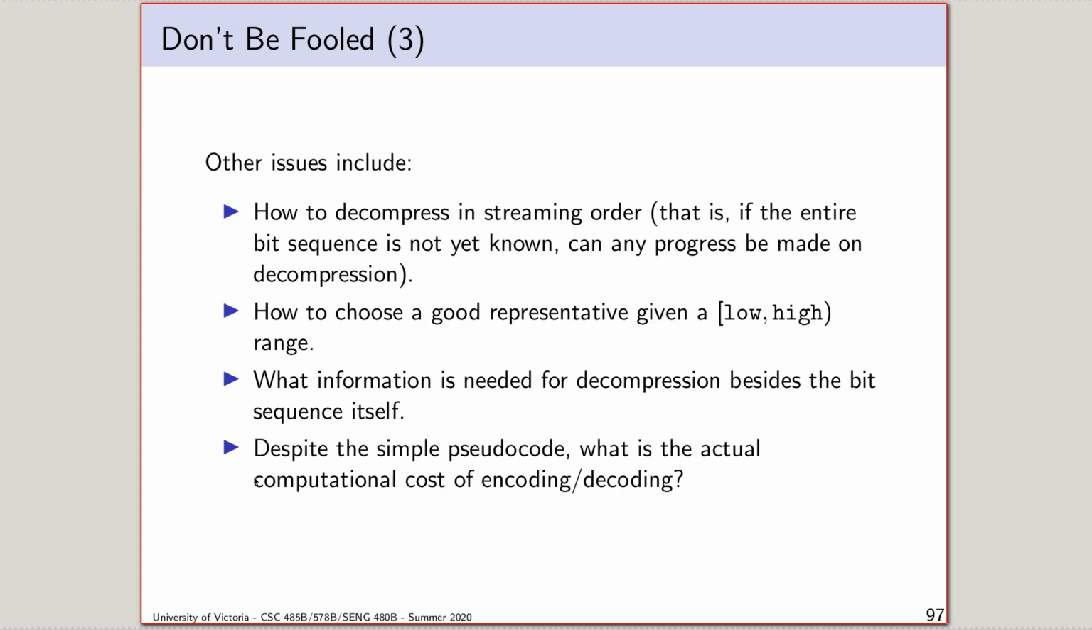First, how do I actually decompress this in streaming order? So if you don't send me the entire number, you just send me a sequence of digits, how do I get each symbol? How do I pull each symbol out without actually having to see all of the bits that you've sent me yet? And then how do I choose a good representative? This is actually going to be really easy when we get to it, but we haven't gotten to it yet. How do we choose a good representative besides eyeballing it?